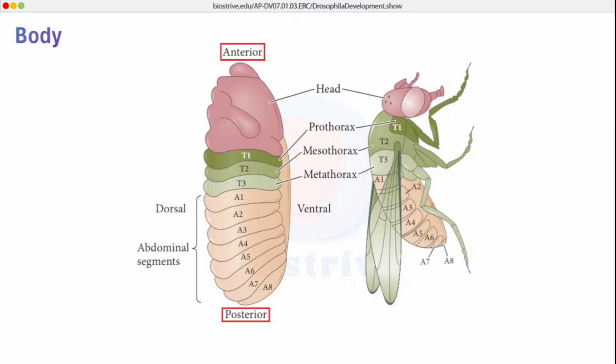The abdomen is divided into many segments from A1 to A8. The head region of Drosophila is considered the anterior portion, and the tail region, or the last segments like A7 and A8, is considered the posterior region of the Drosophila body. And we will talk about the development of the anterior-posterior axis as well as the dorso-ventral axis of Drosophila in a moment.